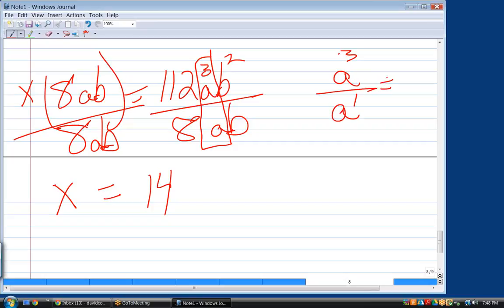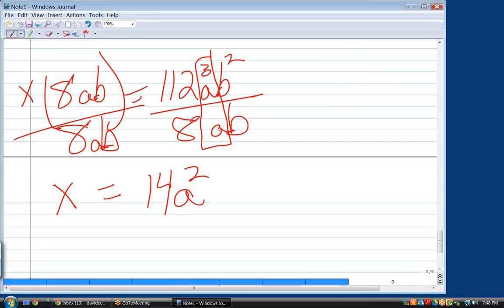When you're dividing, you subtract the exponents. So a to the power of 2. And we're going to put it in the numerator because the numerator is bigger than the denominator. How about b? b to the power of 1. So there's your answer.